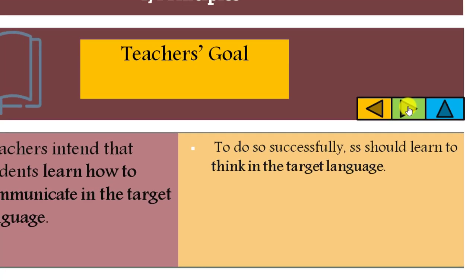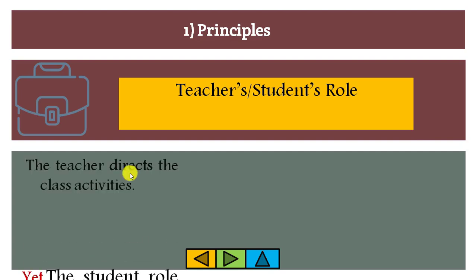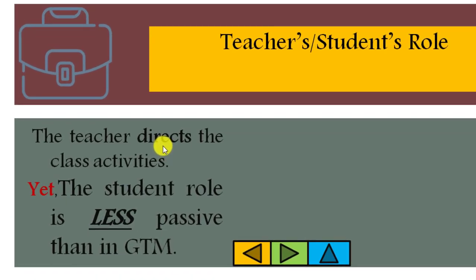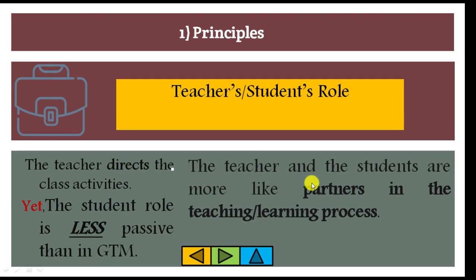Now, let's move to the second question. What is the teacher's role, or what is the student's role in this method, in the direct method? The teacher directs the class activities. Yet, the student's role is less passive than in the grammar translation method. The teacher and the students are more like partners in the teaching-learning process.